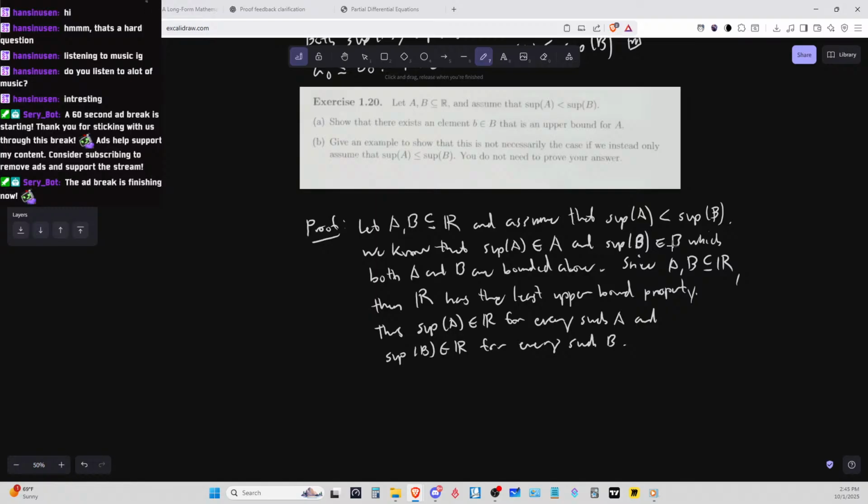So maybe we should check what A asks. Like A asks, show there exists an element B in B that is the upper bound of A for A. Okay, so maybe let's ask what an upper bound is.